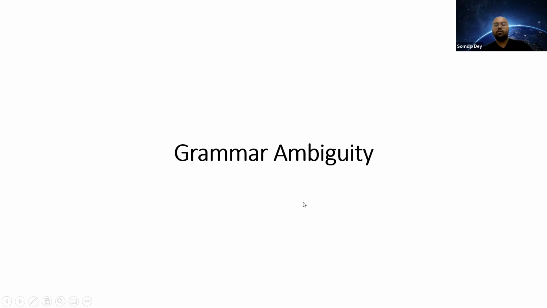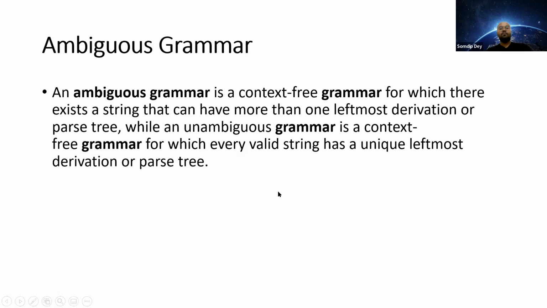Okay, now that we have looked at two different types of parsing mechanism, let's look into ambiguity that can happen in grammar because of parsing. Now, an ambiguous grammar is a context-free grammar for which there exists a string that can have more than one leftmost derivation or parse tree, while an unambiguous grammar is a form of context-free grammar for which every valid string has a unique leftmost derivation or parse tree. We will take a look at an example to see what this means in essence.